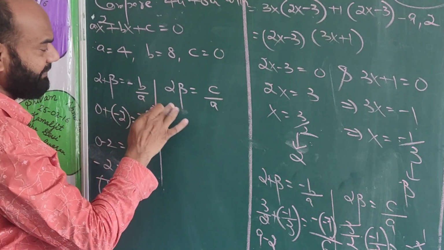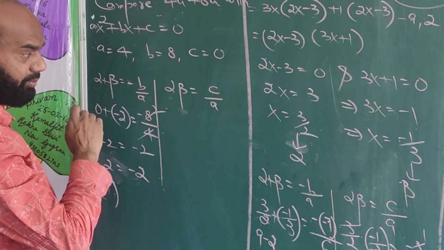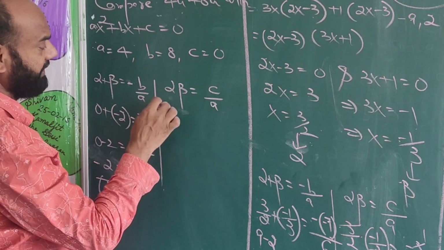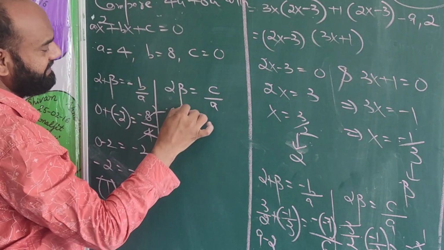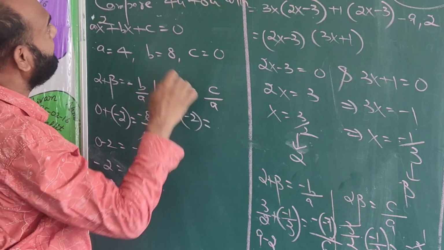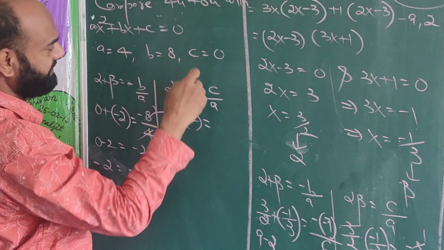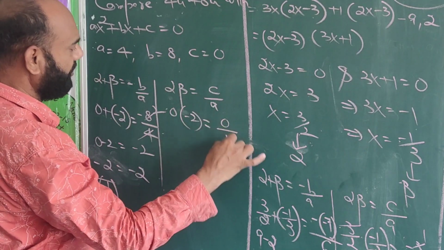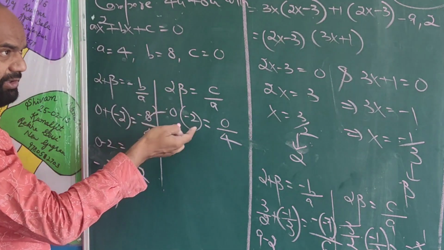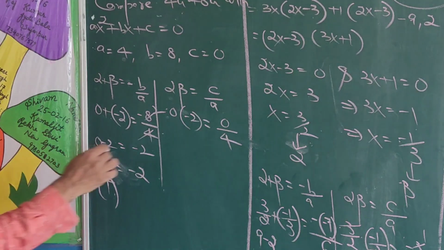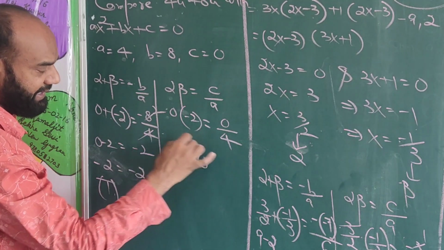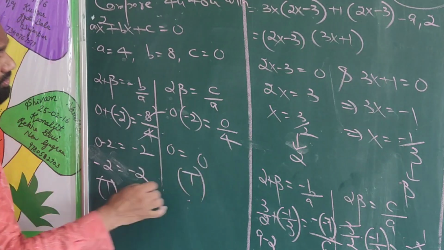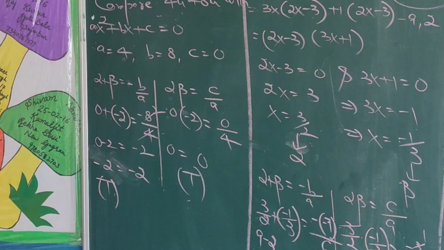And the second is the product of zeros, alpha into beta equals c upon a. What is alpha? This is 0. And what is beta? This is minus 2. The value of c is 0 and the value of a is 4. 0 multiplied by any number gives 0, and 0 divided by any number gives 0. This is also true, so this relation is also verified.